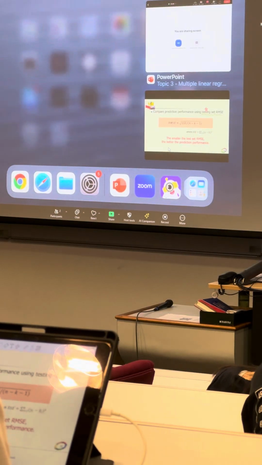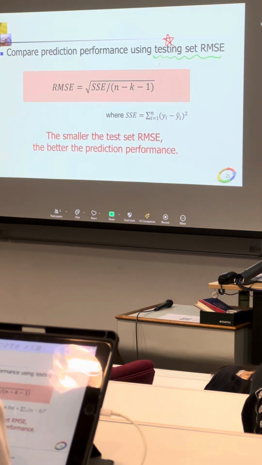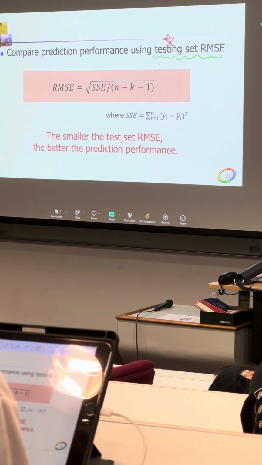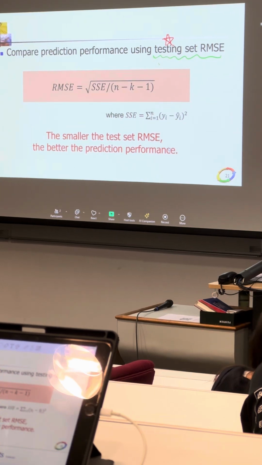Okay, so when we are using a root mean square error, we say that the model that has a smaller root mean square error will have a better prediction accuracy. So let's say that you have 5 or 6 candidate models, and you want to choose which model has the best prediction accuracy or best prediction performance. You will choose the one that has the smallest root mean square error.